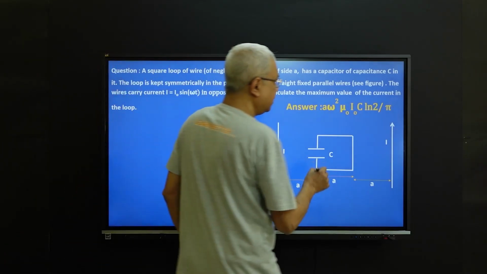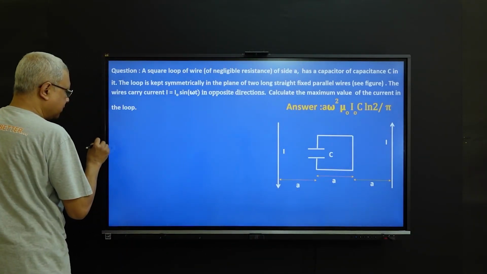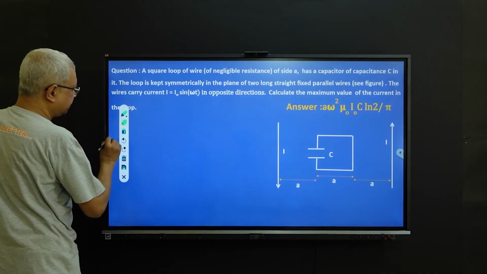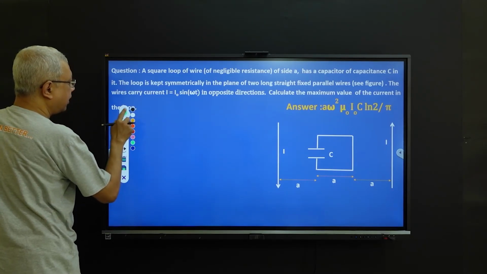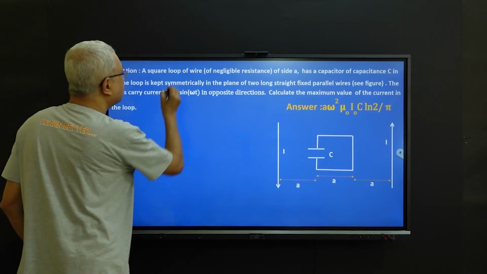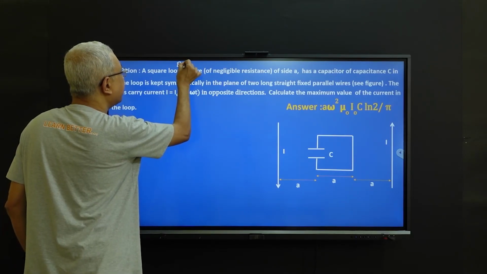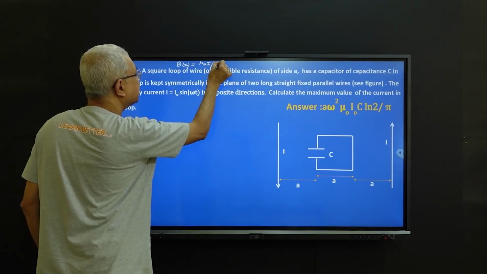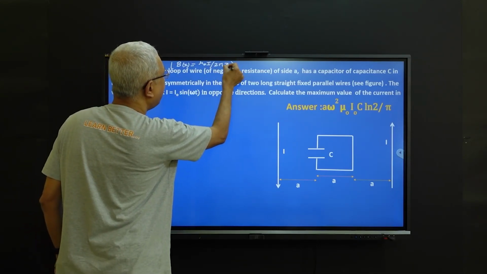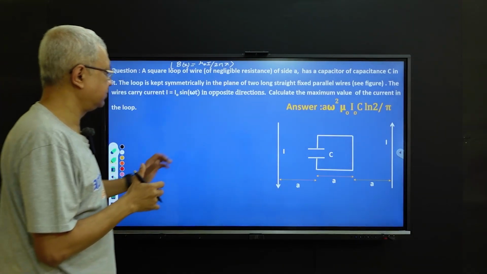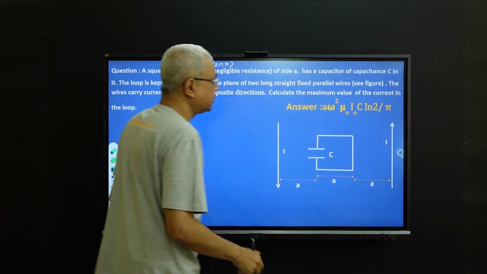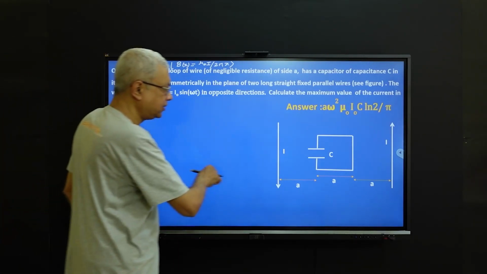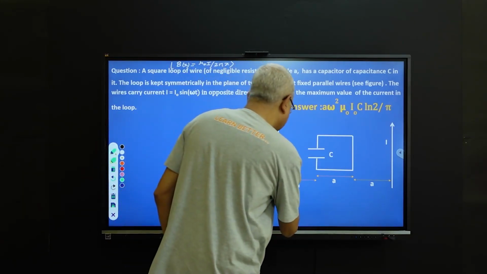So what is the expression of magnetic field? Just we have learned it is mu naught I by 2 pi x. So Bx is mu naught I by 2 pi x. This is the basic formula, and thumb rule is the rule applying which you can find out the direction of magnetic field. Now, with reference to this diagram, consider a coordinate system like this.